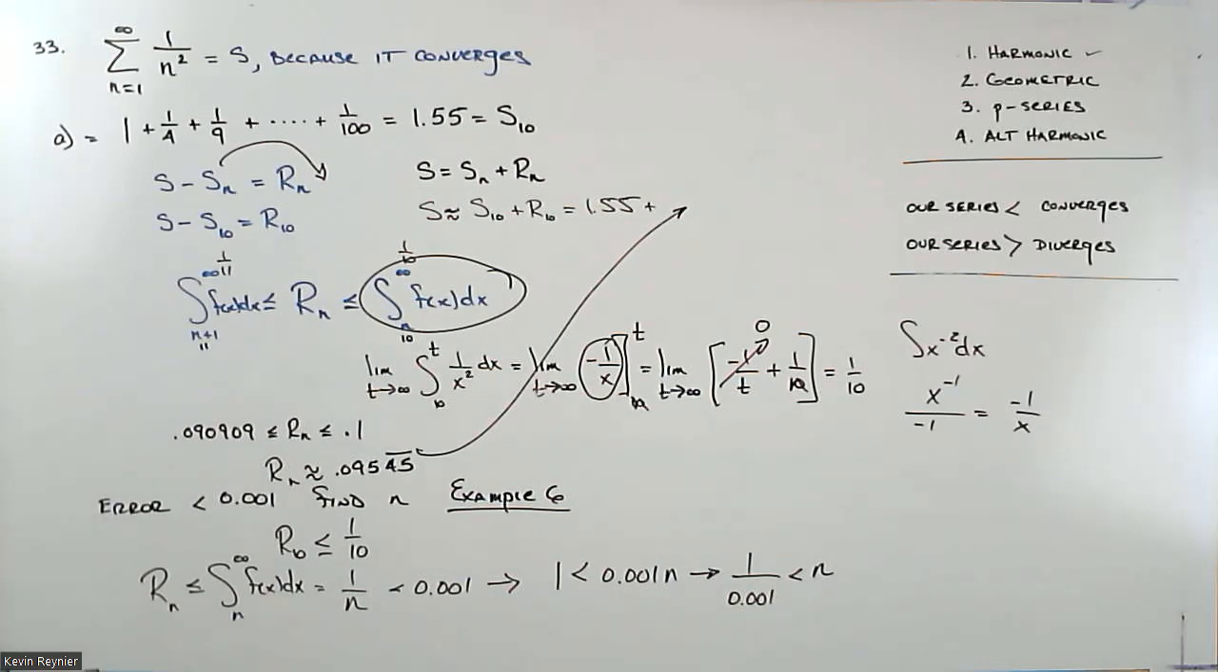1 divided by that is going to be 1,000. So we get n has to be greater than 1,000. So n is going to have to be 1,001, right? 1,001. Okay, so that gets us going on 8.3. I'll go ahead and end this now. Hopefully that's enough to get you off and running.